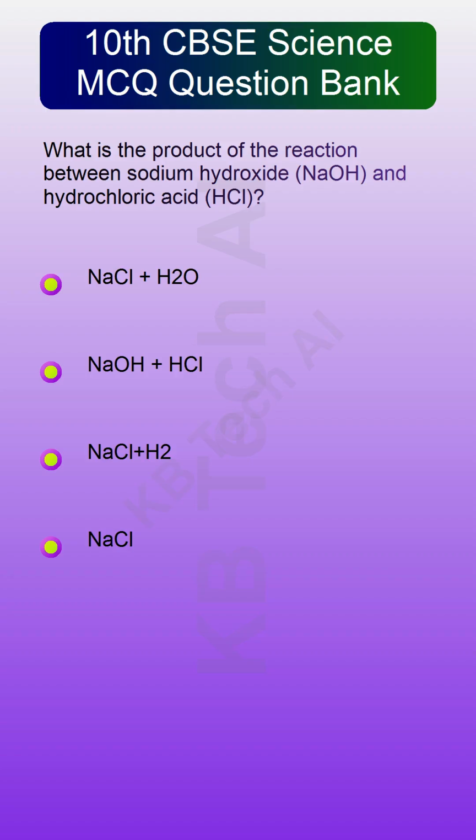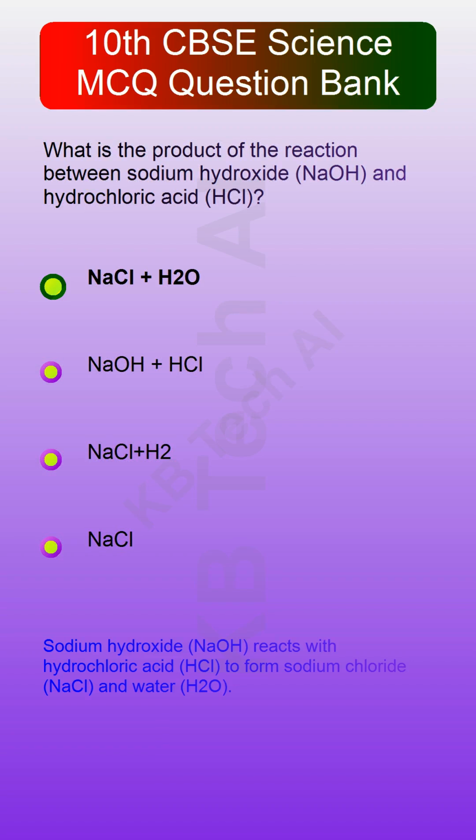What is the product of the reaction between sodium hydroxide, NaOH, and hydrochloric acid, HCl? Option 1, NaCl plus H2O. Option 2, NaOH and HCl. Option 3, NaCl and H2. Option 4, NaCl. The answer is, Option 1, NaCl plus H2O.